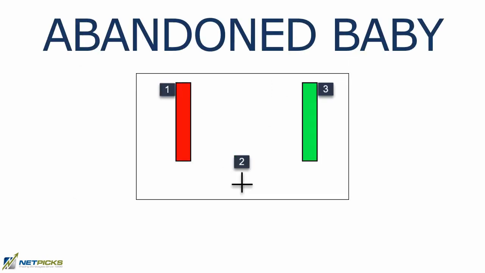The abandoned baby pattern looks a little bit like the island reversal, but there's a difference, and some people confuse the two. The difference is the abandoned baby is a 3-candle pattern. The second candle is usually a doji, okay?